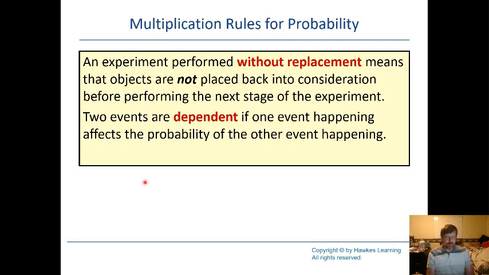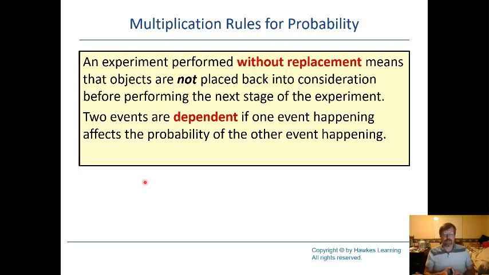So that was an event performed with replacement. An experiment performed without replacement means the objects are not placed back into consideration. So if I draw my card here and I set it aside, then that changes the probability of what is going to happen next. I'm doing this without replacement, so I have not replaced that card in my deck.